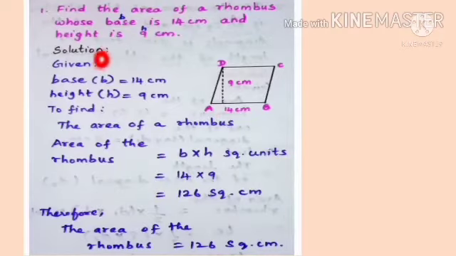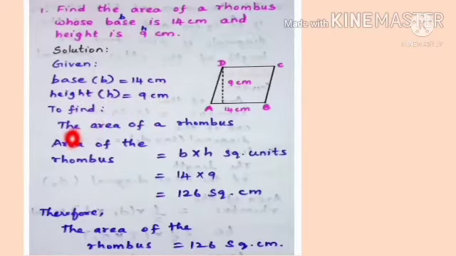So solution: first draw the diagram of a rhombus and mark all the values which are given in the problem. Here the base and height are given. So AB is the base, that is 14 cm, and the height is 9 cm. Now write down the given values. Base b is equal to 14 cm and height h is equal to 9 cm.